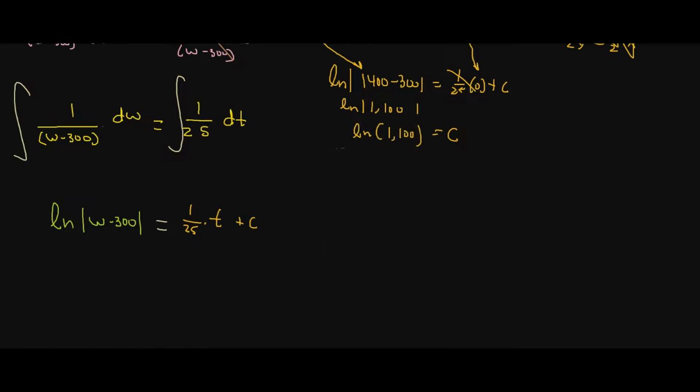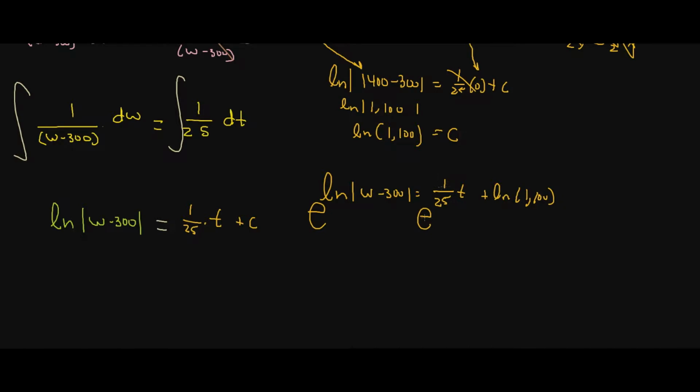There it is. Let's go ahead and plug that back into my expression. ln of the absolute value of w minus 300 is equal to 1 over 25 t plus ln of 1,100. Now that we have our c value, we are in business to solve this out and try to get our expression. Well, let's raise both sides to the power of e to get rid of ln.